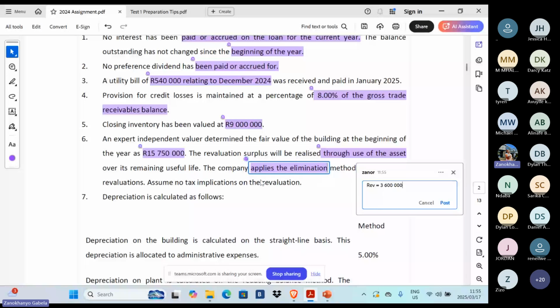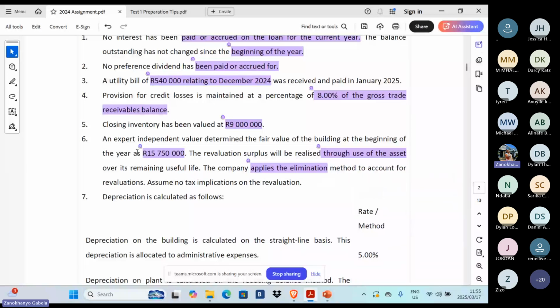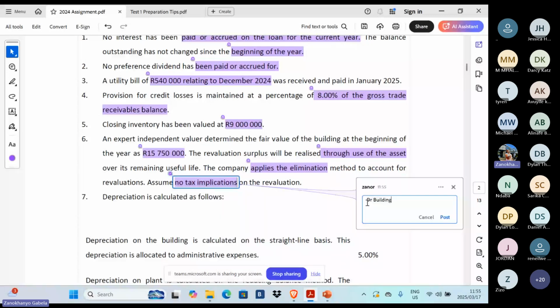So on this date, which is at the beginning of the year, we are going to debit building, because now it's increasing. It was valued at 12 million, now it must increase by 3.6. And then credit our new item, revaluation surplus. This revaluation surplus is going to go through OCI, the statement of changes in equity, or the statement of financial position. Same amount as well, 3.6. That's the journal entry we're going to process here.